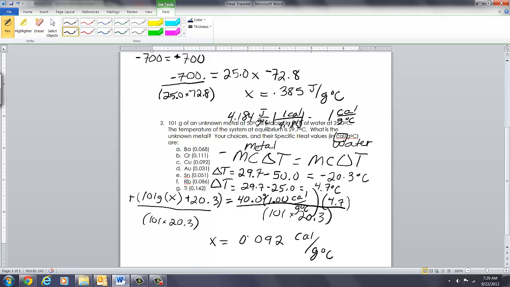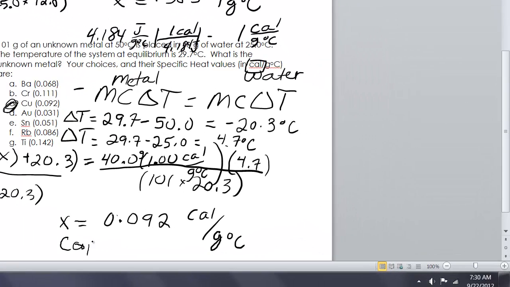So now that I know the specific heat, I use this list. Which metal is it going to be? Barium, no. Chromium, no. Copper, yes. Right there. That's our answer. Therefore, my sample is copper. I was going to just write the symbol, then I changed it to write the name.